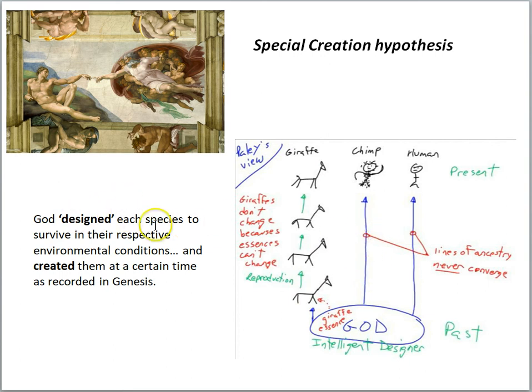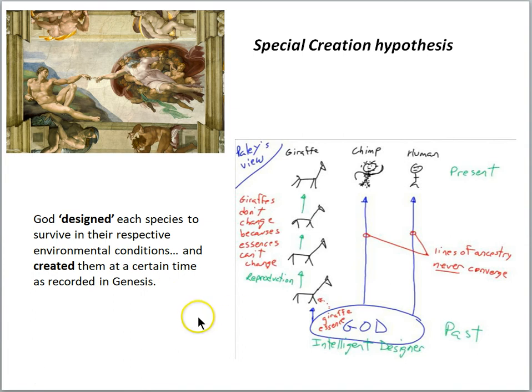So God designed each species to survive in their respective environmental conditions, and this does take design. So the adaptations were evidence of this intelligent design. And then at some point in time, God created all the different species according to the book of Genesis.